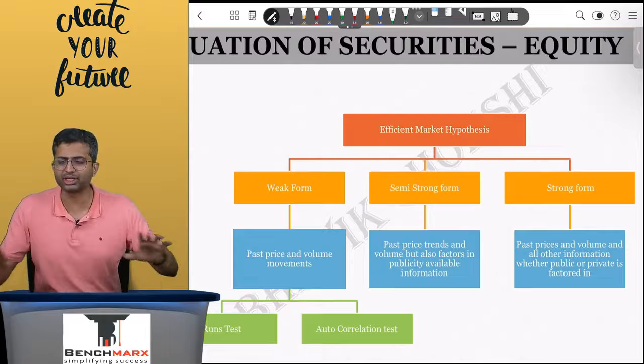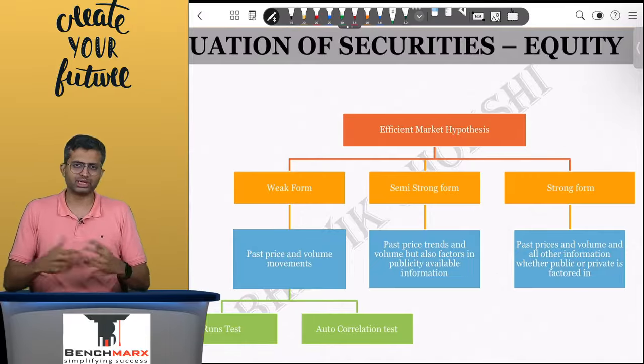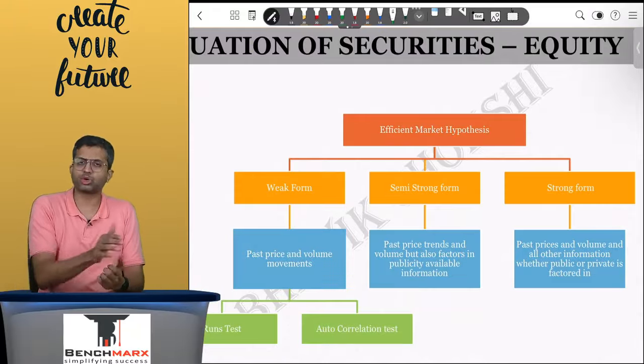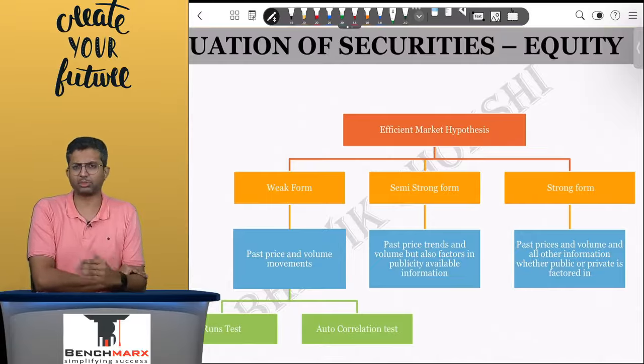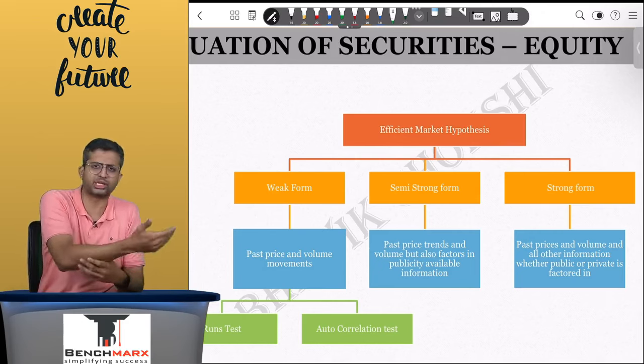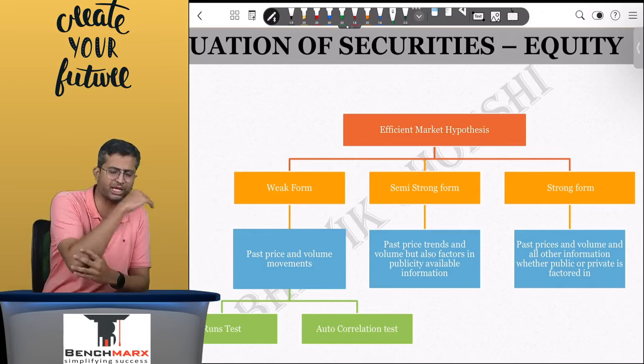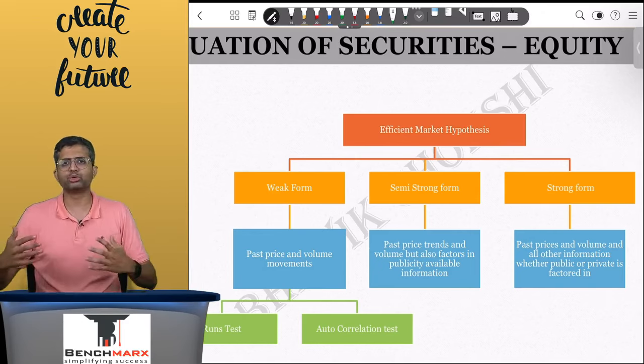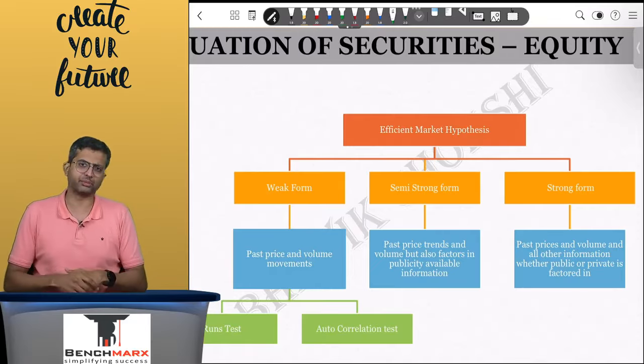Strong form is generally just in theory and does not really exist. Semi-strong form does exist in really developed markets. Weak form efficient kind of says that technical analysis is useless. Past price data will not really be able to help you on returns. You'll have to do fundamental analysis.